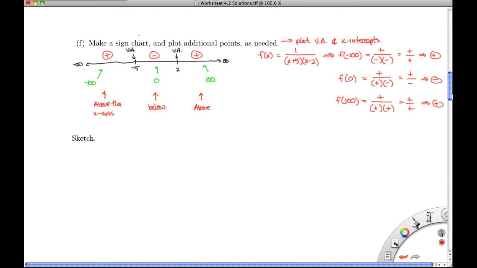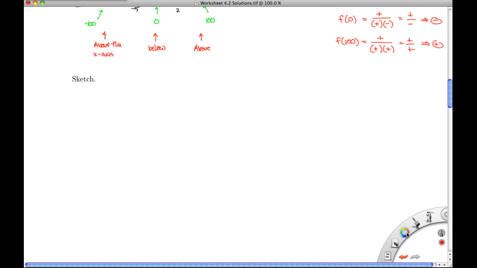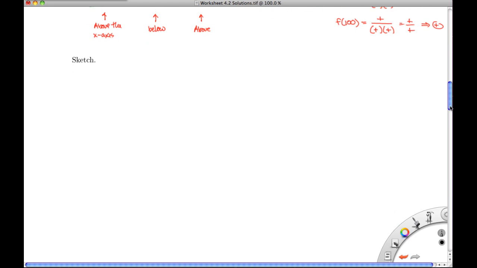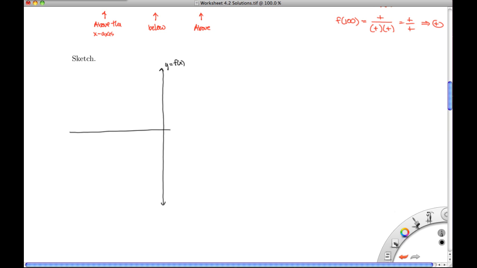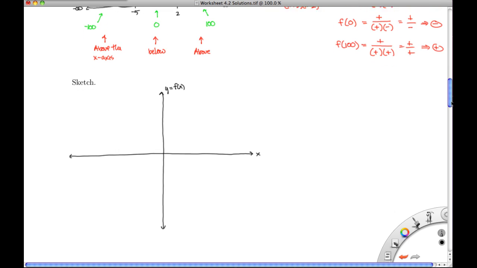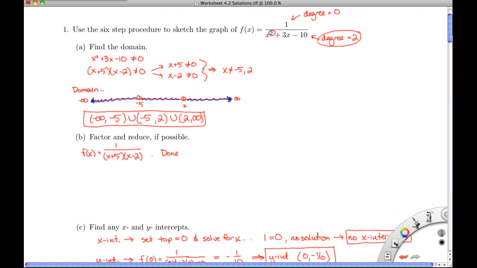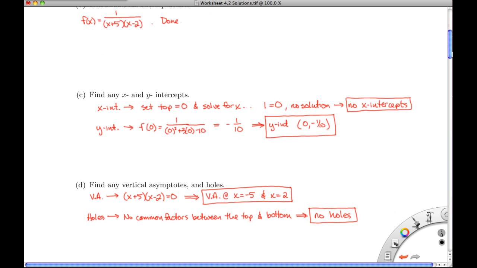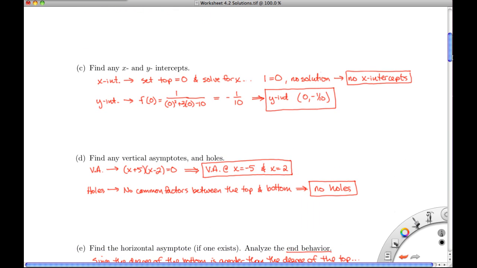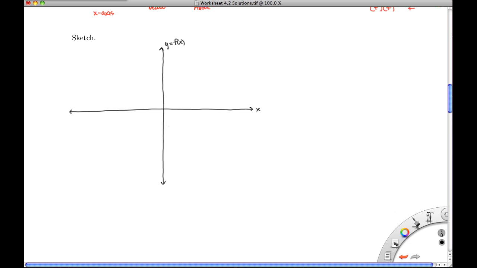Okay, so let's actually do this. We're going to get an accurate sketch without having to rely on our calculators here. So we'll start off by getting our axes set up. This is y equals f of x, and then we'll have our x-axis right here. Let's go back and take stock of what we found, and plot this on our curve. So if we go back, we know that we don't have any x-intercepts, but we do have a y-intercept at (0, -1/10). So let's go ahead and put that down there. Let's say that this is -1.